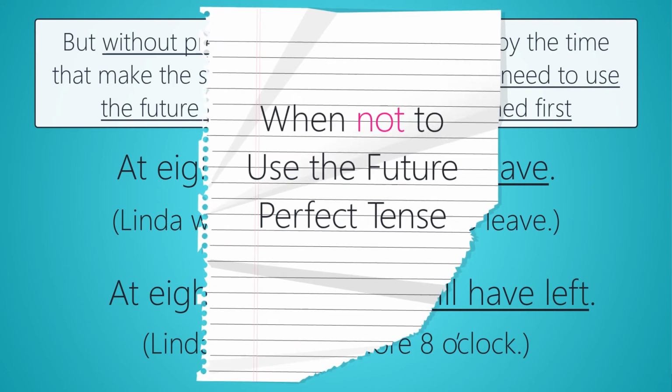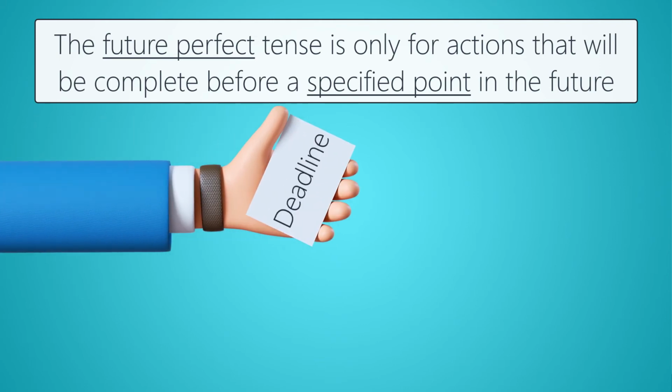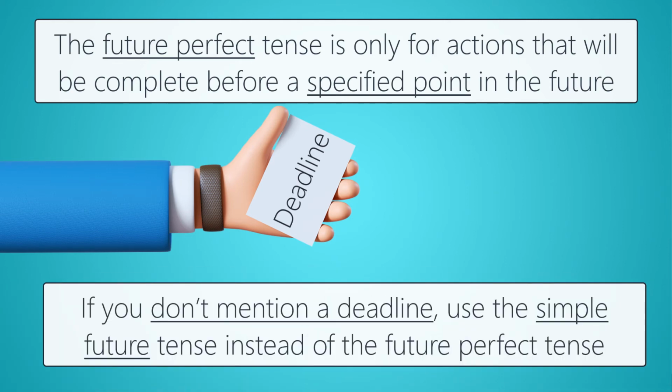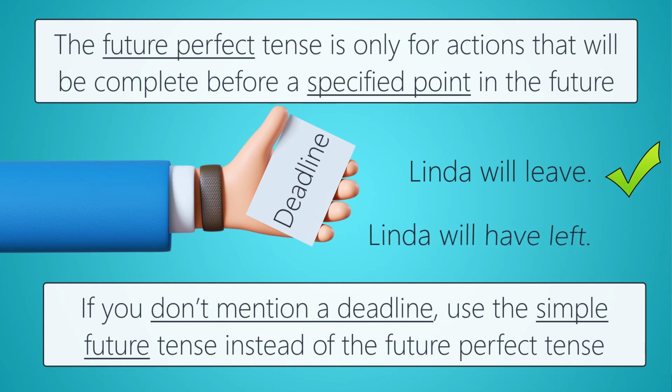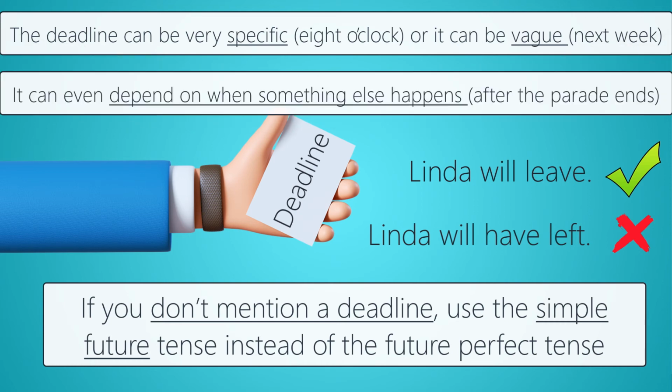When not to use the future perfect tense. The future perfect tense is only for actions that will be complete before a specified point in the future. In other words, the actions you're talking about must have a deadline. If you don't mention a deadline, use a simple future tense instead of the future perfect tense. Linda will leave. This is correct. Linda will have left. No, this is incorrect. The deadline can be specific, for example, 8 o'clock, or it can be vague, next week. It can even depend on when something else happens, after the parade ends. It just has to be some point in the future.